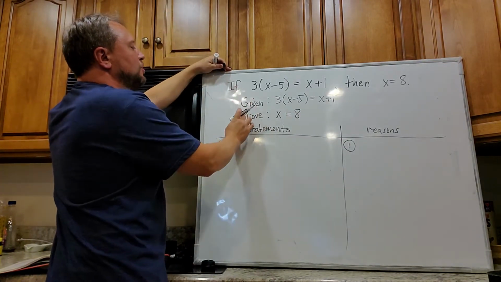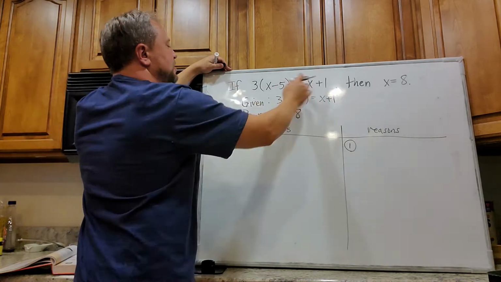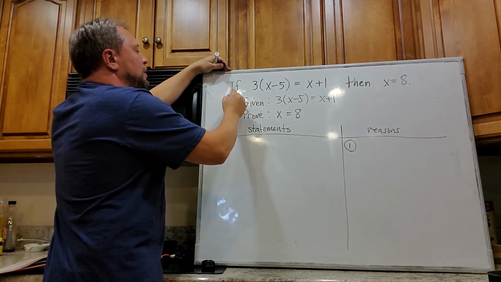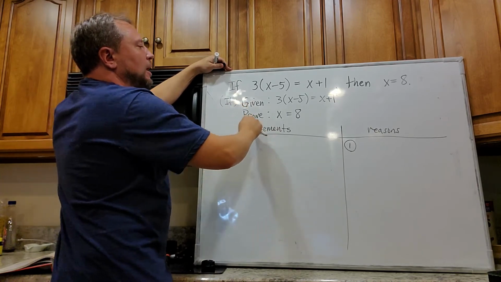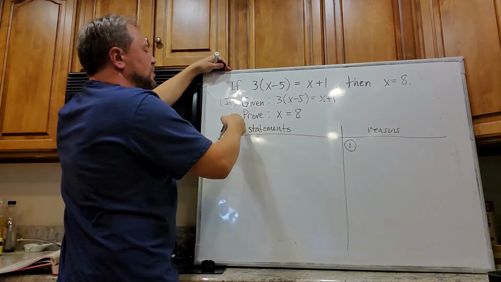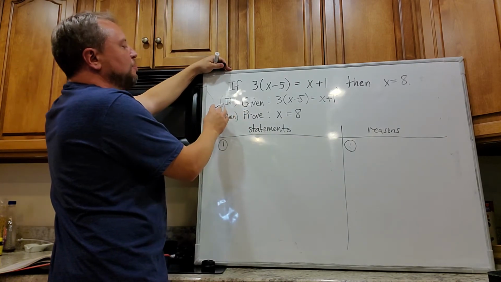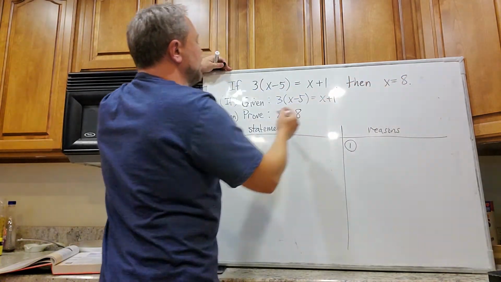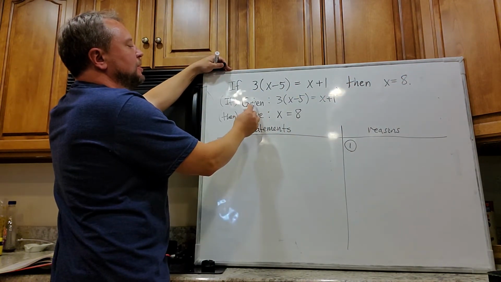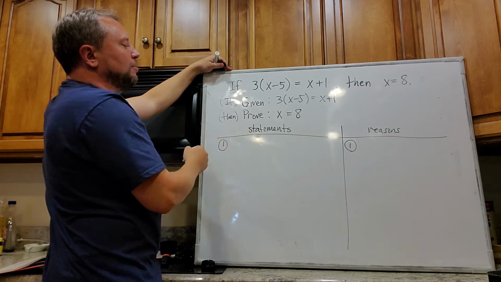Anytime you see a proof and you have to write your own, if you have an if-then statement, you're going to find that the if part of your if-then statement is your given, and the then part is the proof part. Or in other words, the hypothesis. Remember we talked about hypothesis and conclusion. So the hypothesis is the given, and the conclusion is what you're trying to prove, the then part.